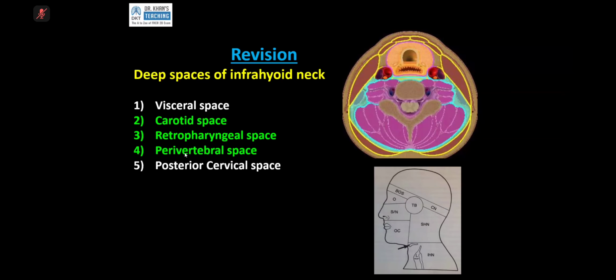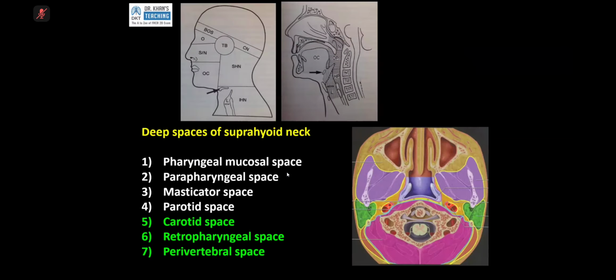Infrahyoid neck has got 5 spaces: visceral, carotid, retropharyngeal, perivertebral, posterior cervical. And the suprahyoid has got 8 spaces. The ones in green actually go from the infrahyoid to the suprahyoid, and these ones are different.